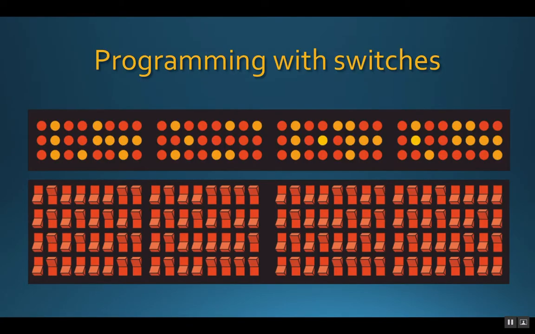Some of the early smaller systems actually were programmed with switches. What you see here would be the switches are either on or off, representing the binary values. So a programmer would sit down and toggle the switches on and off, and then the computer would read the panel of switches to load the instructions into the computer.